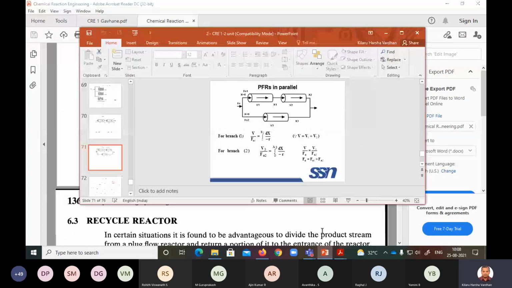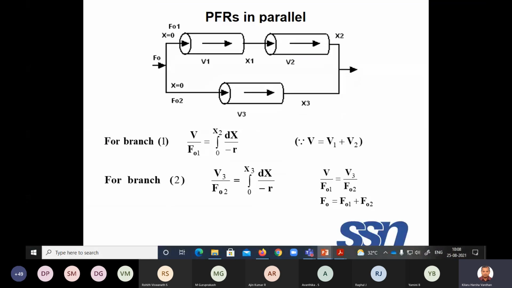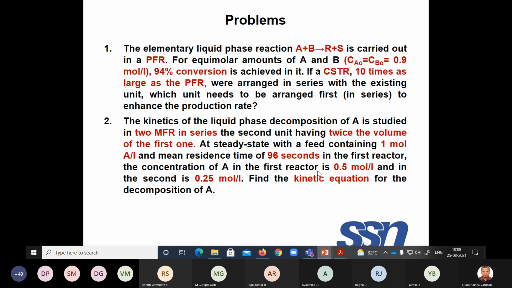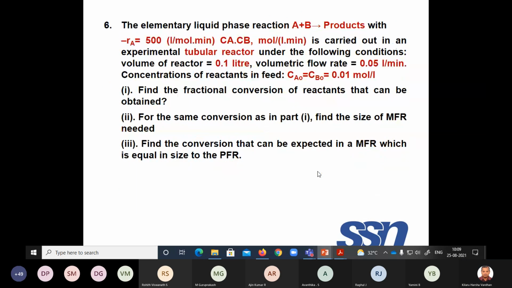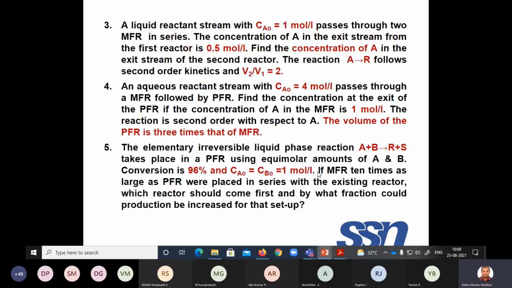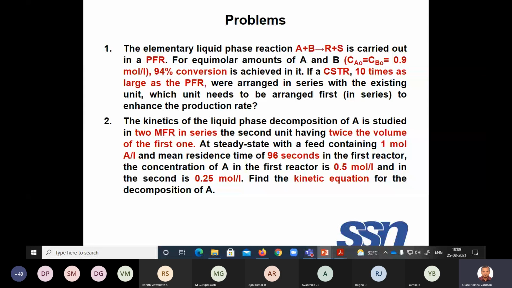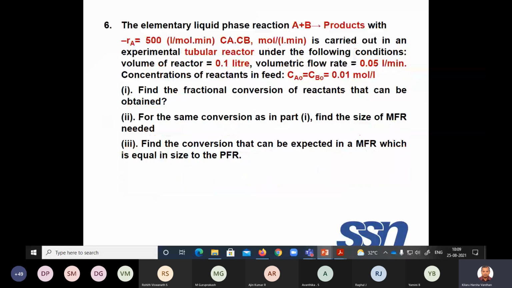I'll go back again to this. Here I am showing you in parallel, right? Two reactors are there, two-thirds here, one-third here. It will be the best combination. You can see some problems here. Try to do these problems. They are all worked out in Levenspiel, and some are in Gavane. I'll come back to these problems a bit later.